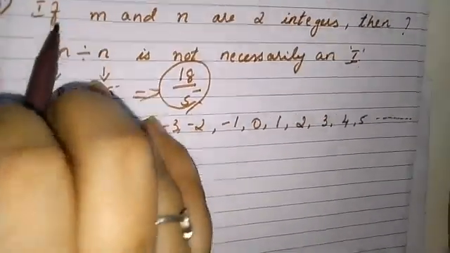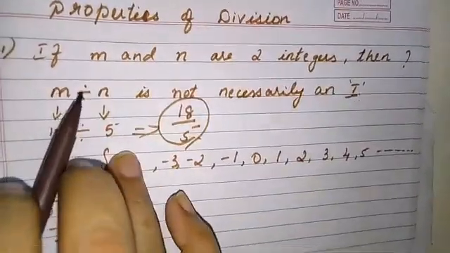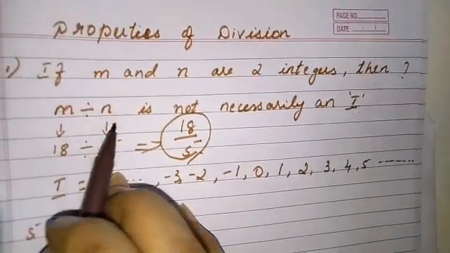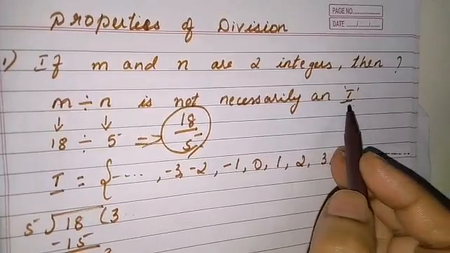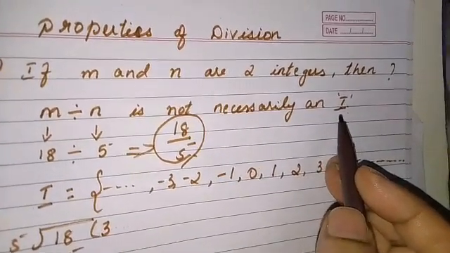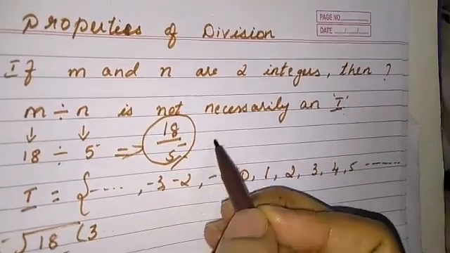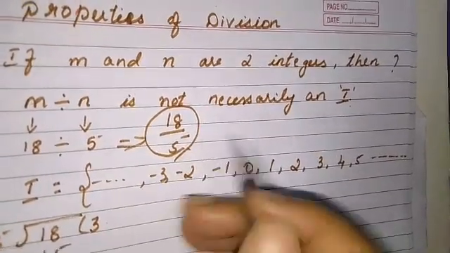So this particular property has proved to be true, that if m and n are two integers, then m divided by n is not necessarily an integer. If it had to give us an integer, then it wouldn't have been in the form of a fraction. Let us check out one more. So let's take the values of m and n to be, I'll change the values.